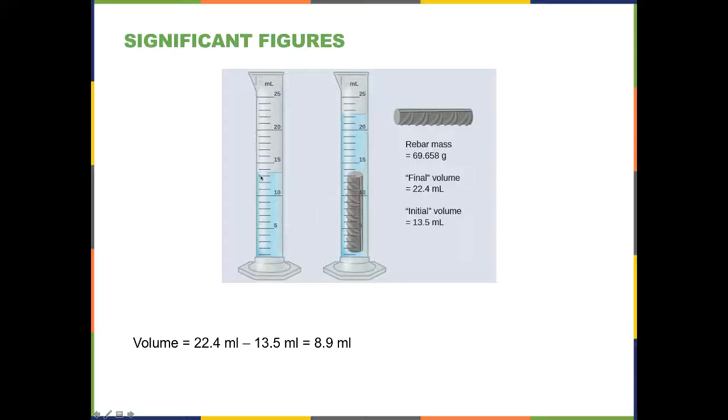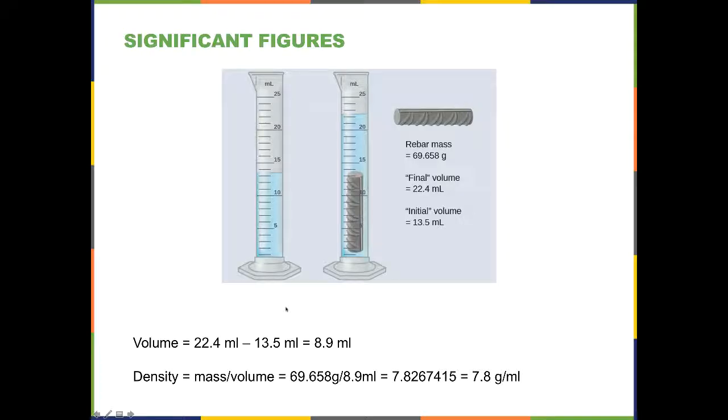So you start out here and you have what looks like about 13.5 milliliters. So down here it's written 13.5 milliliters. You put the rebar in and it goes up to 22 and about 4/10. Okay, that's the best you can do. So you subtract these two, and that means the volume of the rebar is 8.9 milliliters.